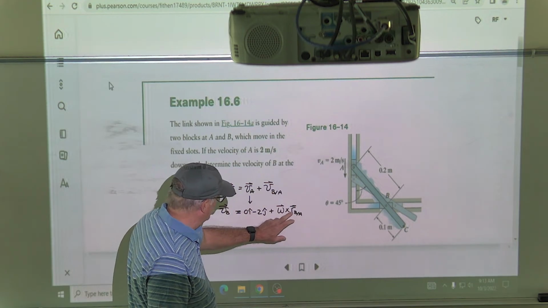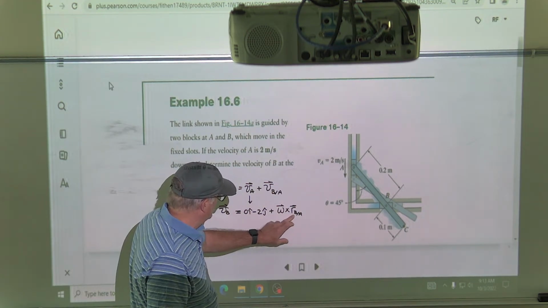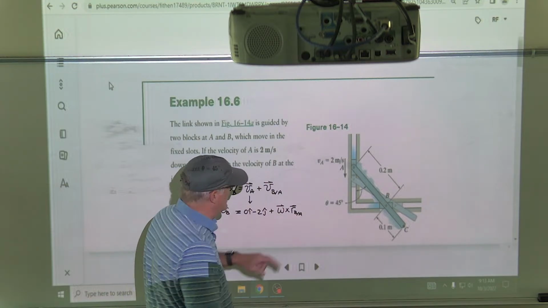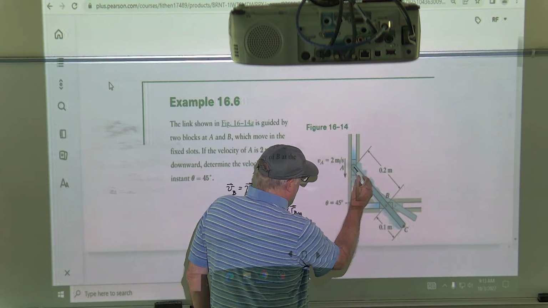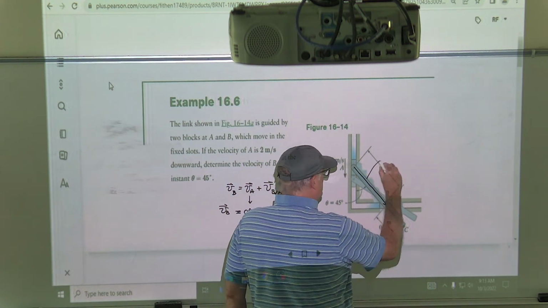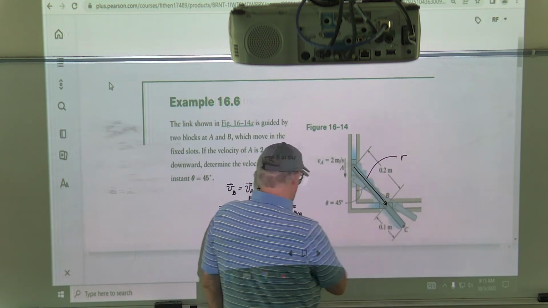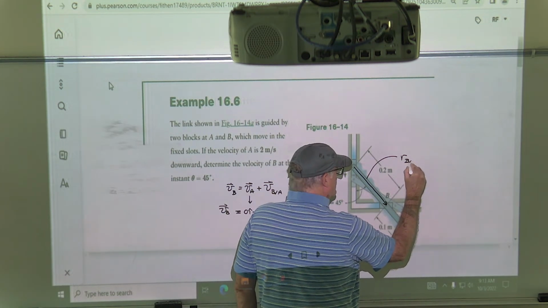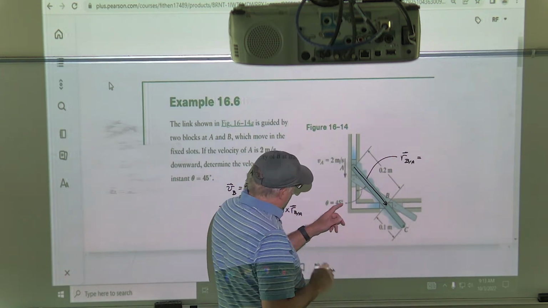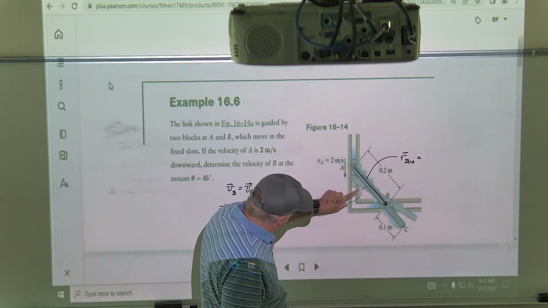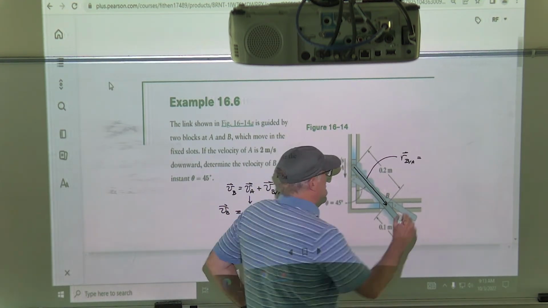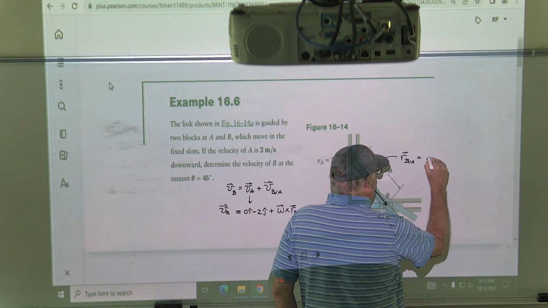Okay, first, I'm not going to address that one until I address this one. So I'm going to draw a vector that originates at A, goes down here, and hits B. So this R B A is going to be 45 degrees. It's got it kind of buried right in there. And it's 0.2.